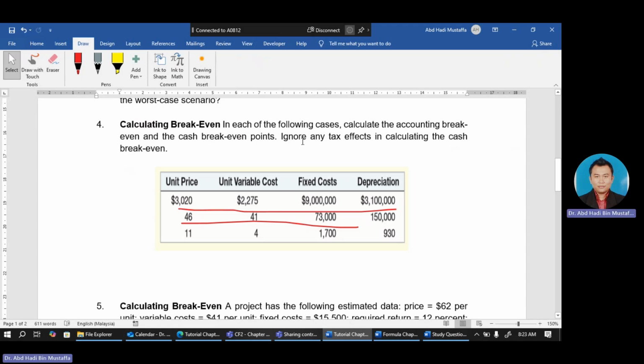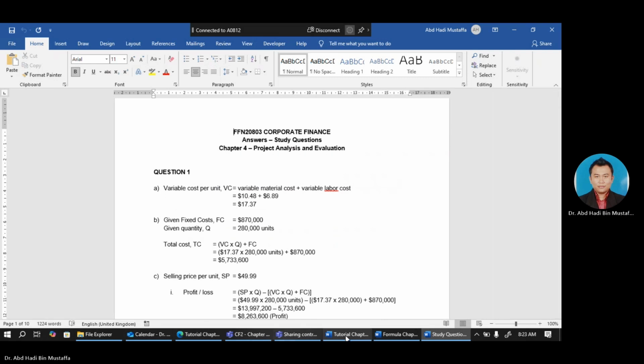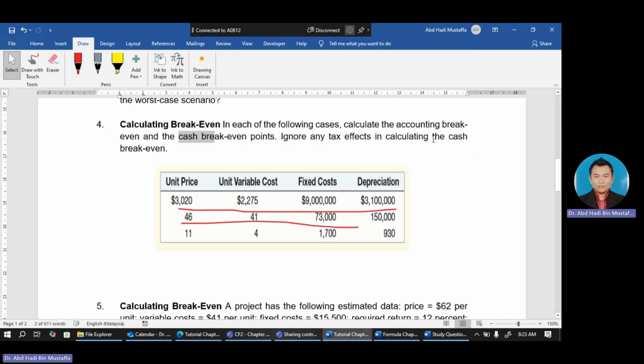Yes, because the question may ask you for 1, 2, or all 3. It depends on the question. But normally I will ask all. All right. So calculate the accounting break even and cash break even only. That means they ask you for accounting and cash break even. So you look at formula number 5 and formula number 6 only. Ignore any tax effect.